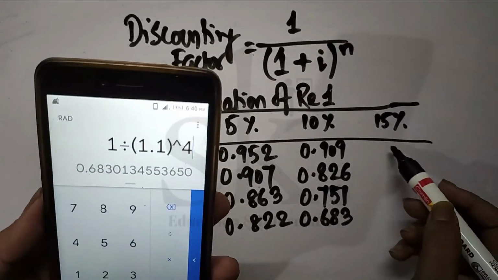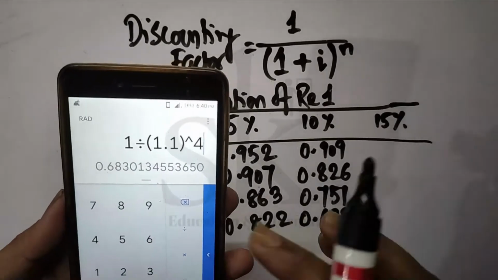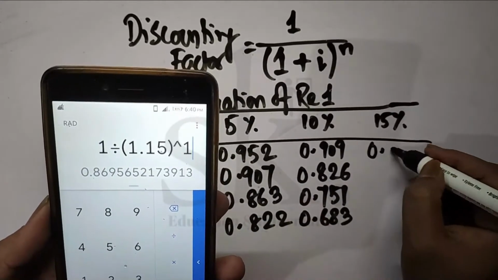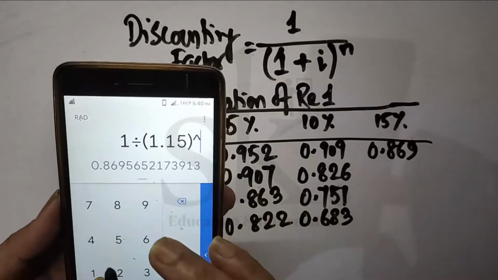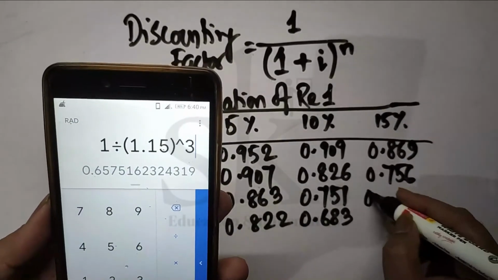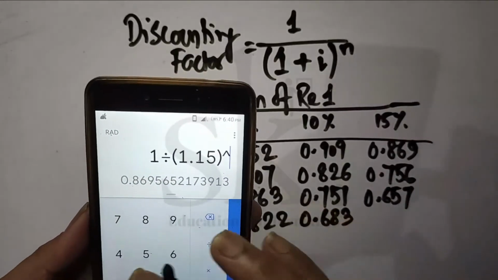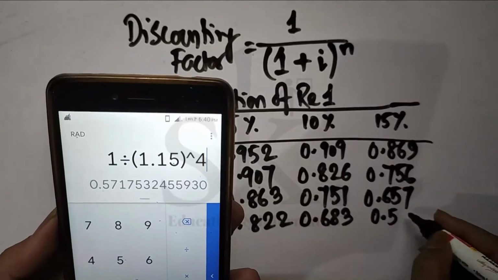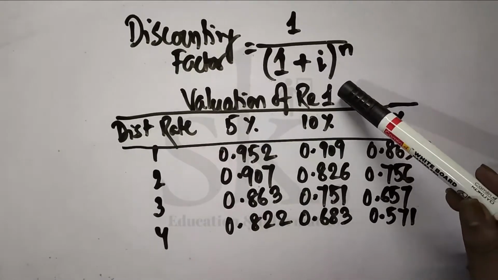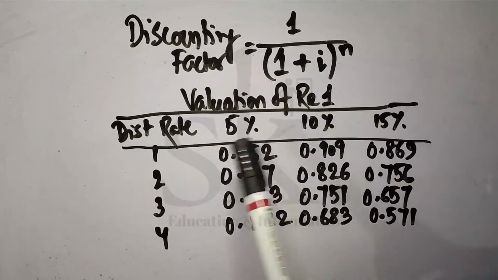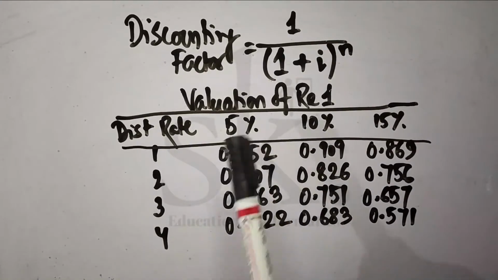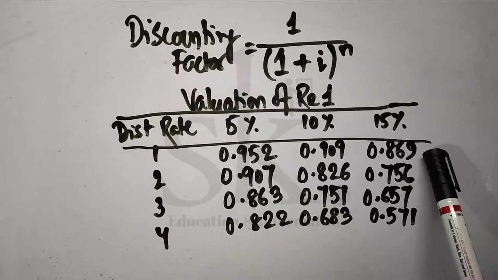For the fourth year, it will be 0.683. Similarly, if we calculate for 15%, it will be 1.15 to the power 1, which means 0.869, power 2, 0.756, power 3, 0.657, and power 4 giving 0.571. Now what does this mean? Valuation of rupee 1 after 1 year, with 5%, 10%, 15% as discounting rate, just an example, will be 95% in case of 5%, 90% in case of 10%, and 86% in case of 15%.